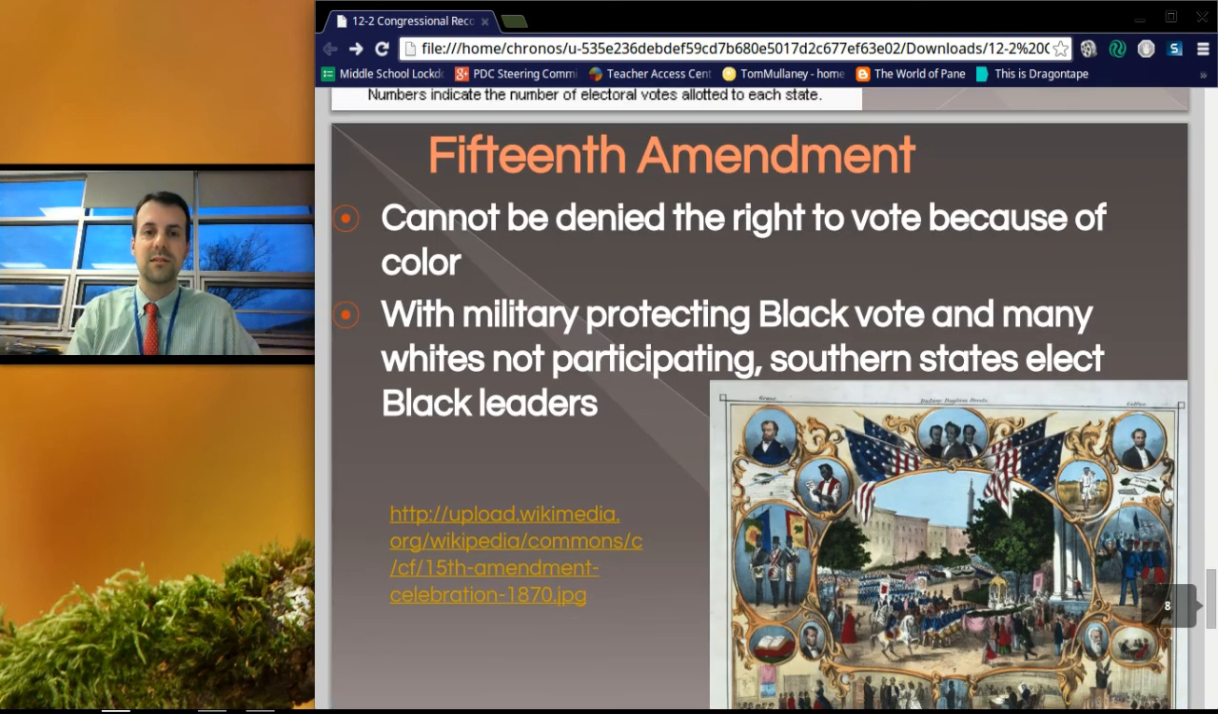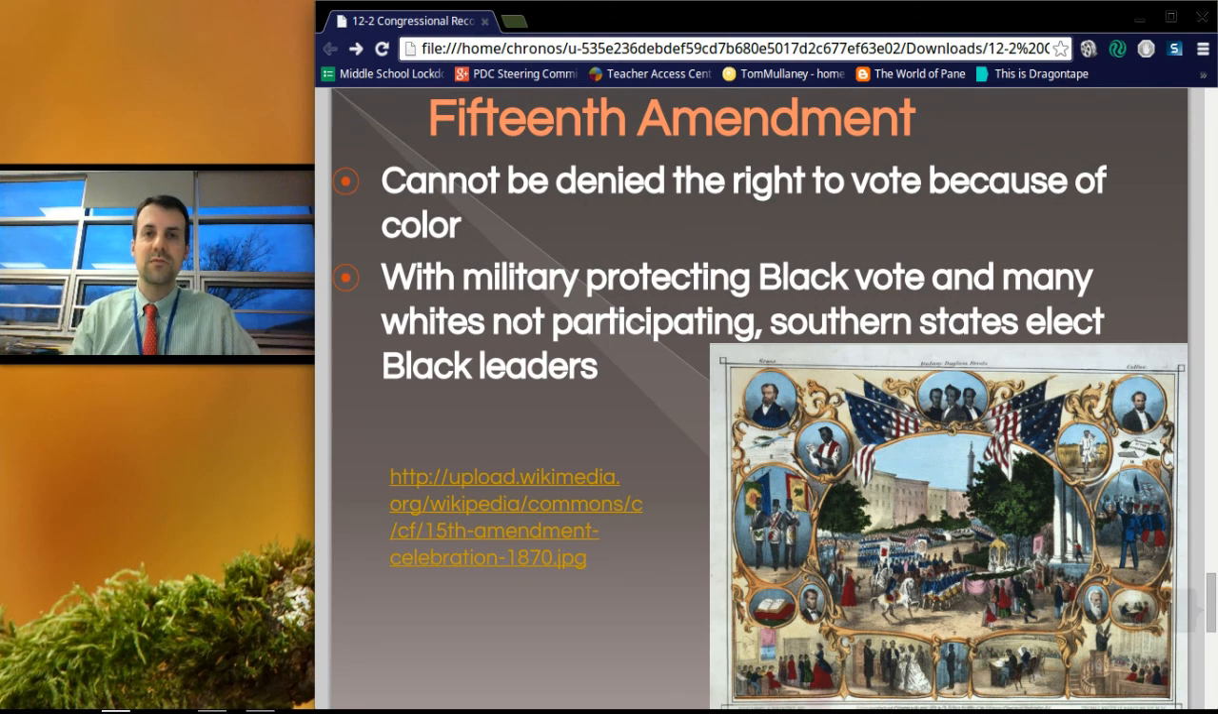15th Amendment is passed. It says you cannot be denied the right to vote because of color. Remember, sex is still a barrier. Women cannot vote as far as they don't have a constitutional right to vote at this time.